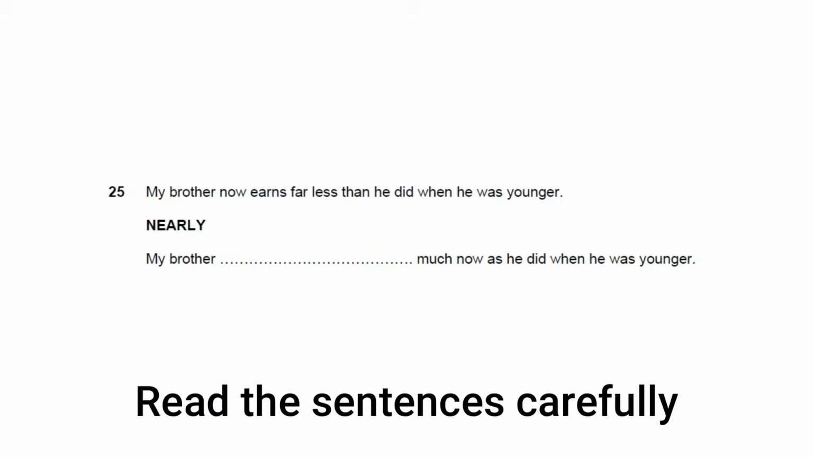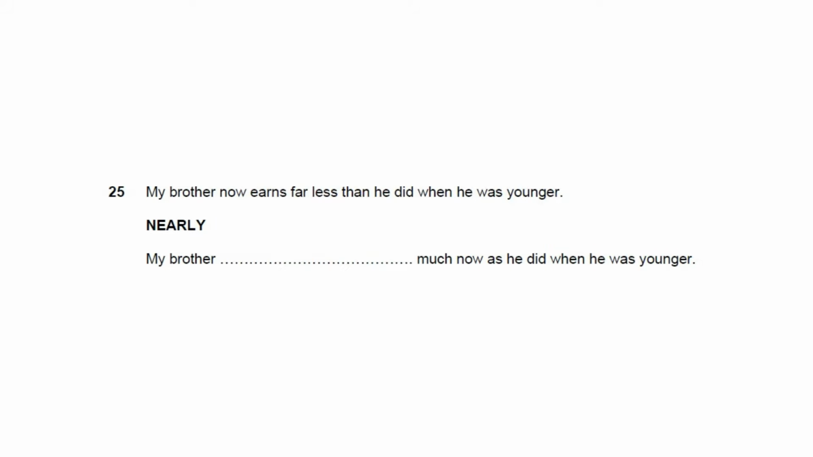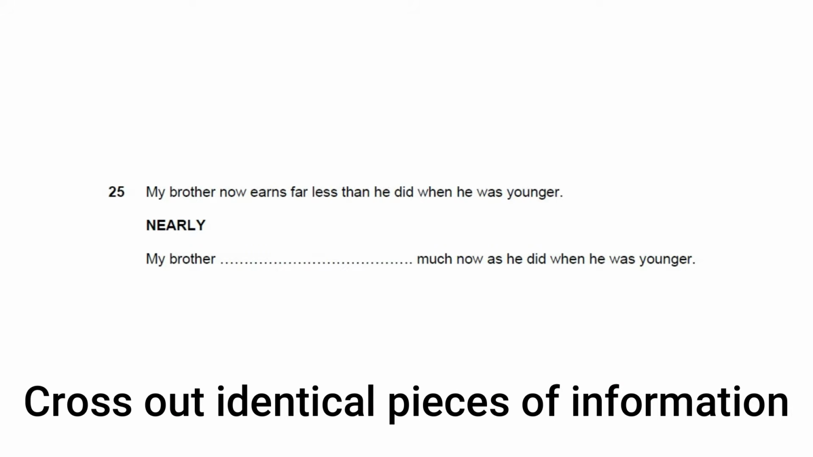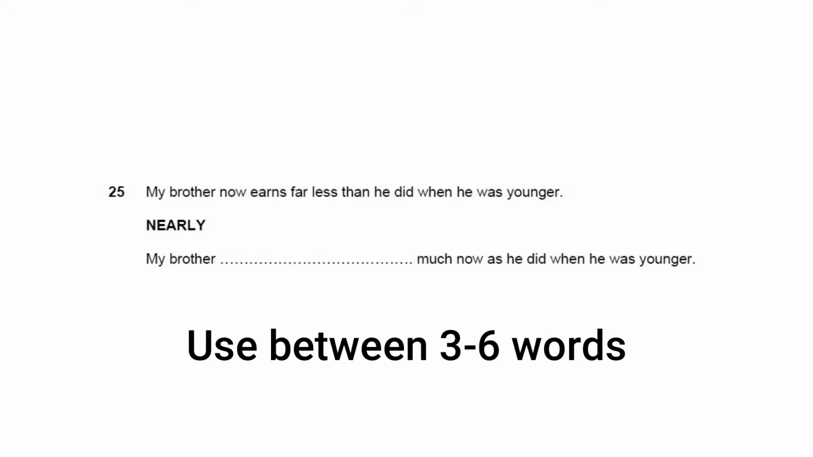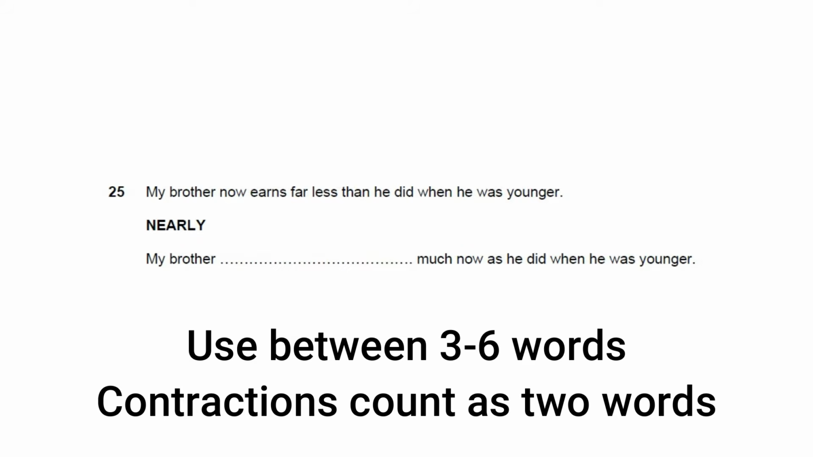First of all, you should read the 2 sentences carefully and check what pieces of information are already the same. Then I would simply cross these parts out, so you are left with the structure you need to transform and put in the gap. In the next step, we have to keep 2 things in mind. Firstly, you have to use between 3 and 6 words. If you use only one more than 6, you will lose marks. Also, contractions like I'm or don't are counted as 2 words, so please be careful. Can't is the only exception because it contracts cannot, which is just 1 word.